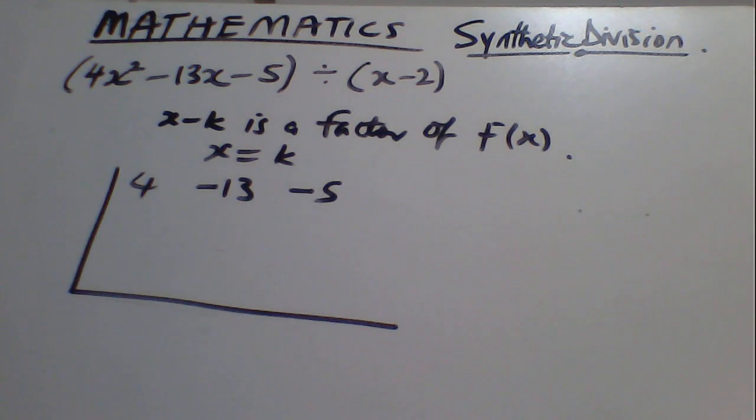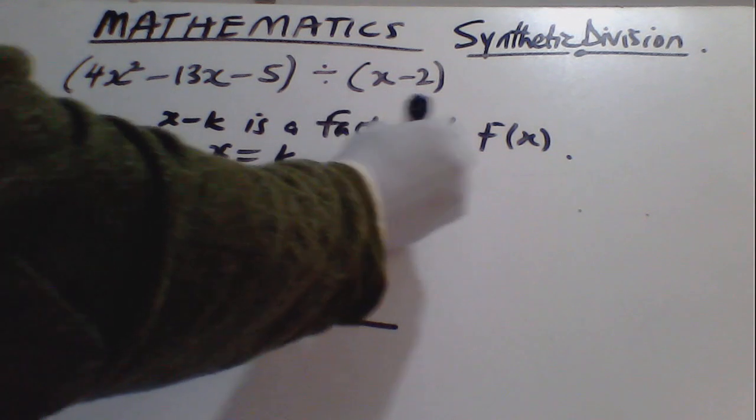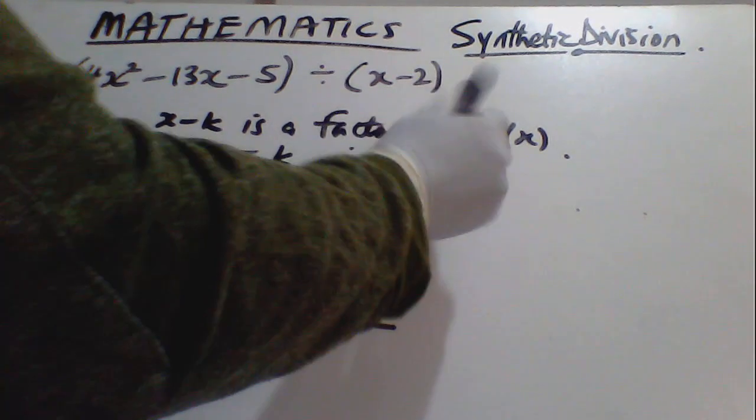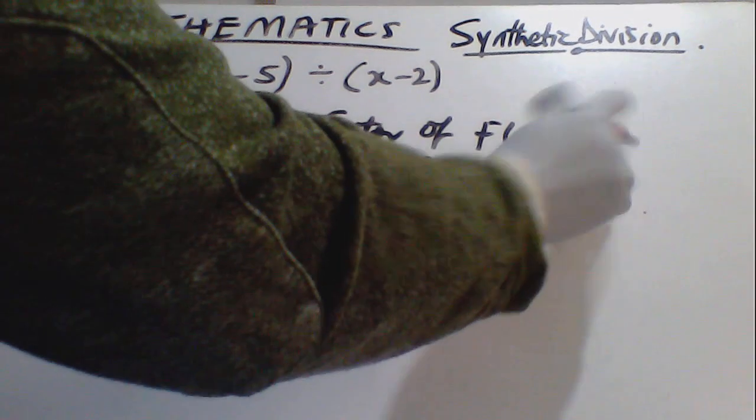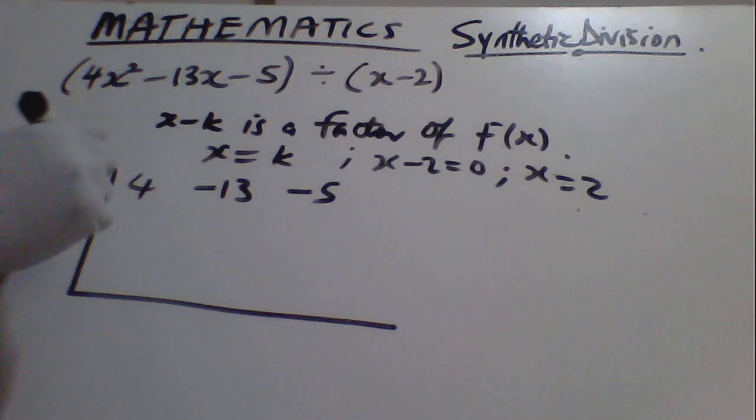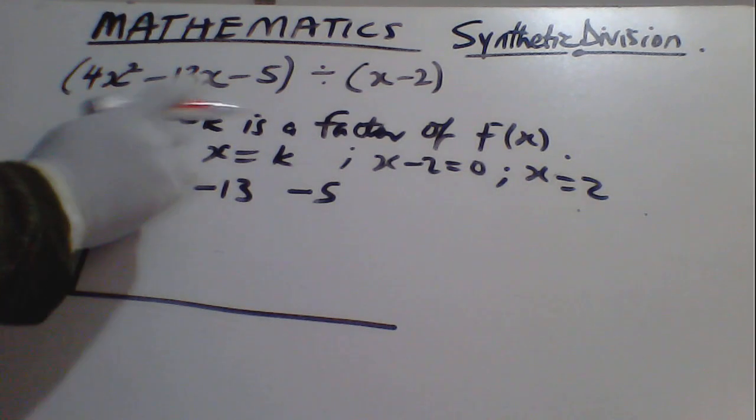Then when you have done that, you place the divisor in the left uppermost column. So here, since x is equal to k, in this case x minus 2 is equal to 0, and that gives us x is equal to 2. So the divisor is 2.